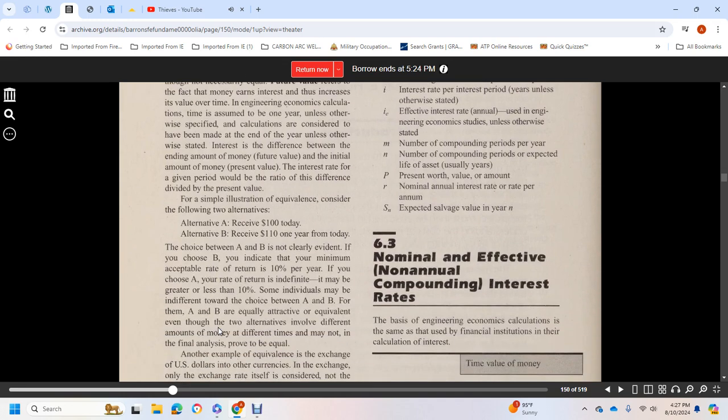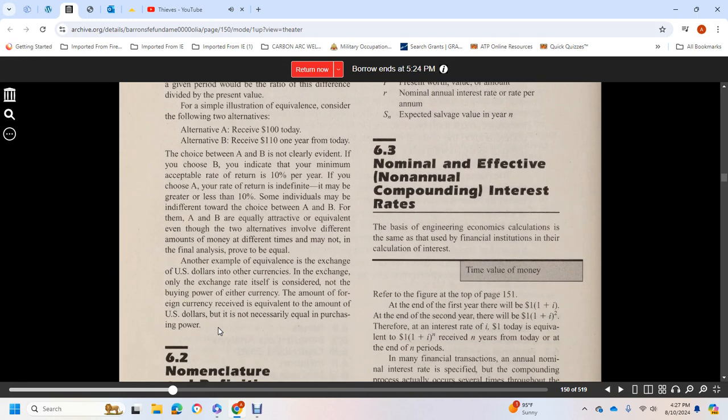A simple illustration of equivalence considers the following two alternatives. Alternative A, receive $100 today. Alternative B, receive $110 one year from today. The choice between A and B is not clearly evident. If you choose B, it indicates a minimum acceptable rate of return of 10% per year. If you choose A, your rate of return is indefinite and may be greater or less than 10%. Some individuals may be indifferent toward the choice between A and B.